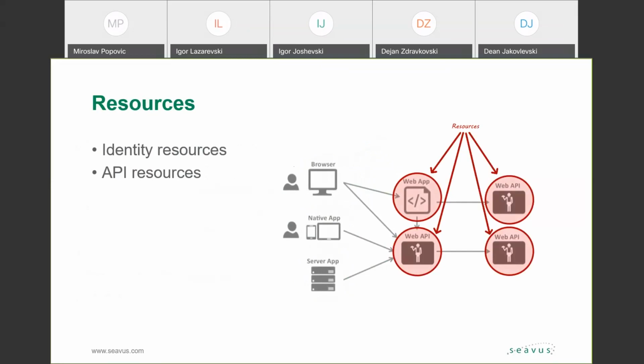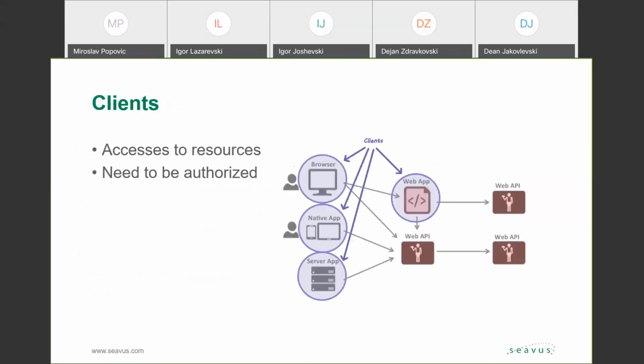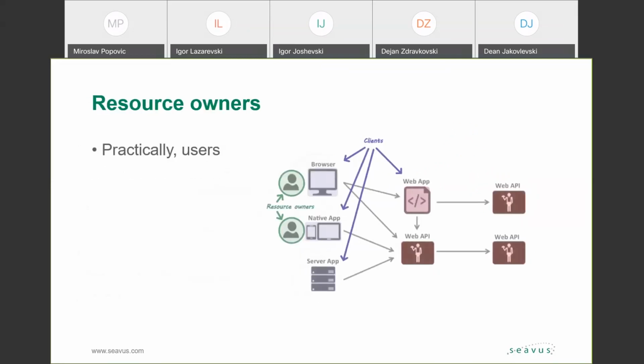Also, we have two types of resources, which I forgot to mention. We have identity resources, which are just some claims about the user, like user ID, name, and email. And we have API resources, which are functionality that the client needs to access. Okay, so clients need to be authorized, and users in this case are resource owners. Resource owners give permission to clients to access some resource on their behalf. That's basically what OAuth stands for.